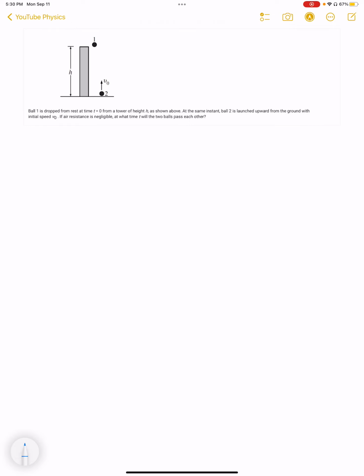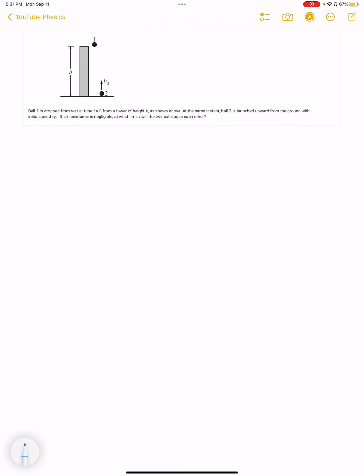Hey everyone, this will be my first actual video of solving a physics problem for AP Physics C Mechanics 2023. This is a very interesting problem. It was given in one of the AP years. So there are two balls. One of them is dropped from a height of h, and the second one is thrown upward with initial velocity of v naught. And the question is asking us to find the time at which the two balls pass each other.